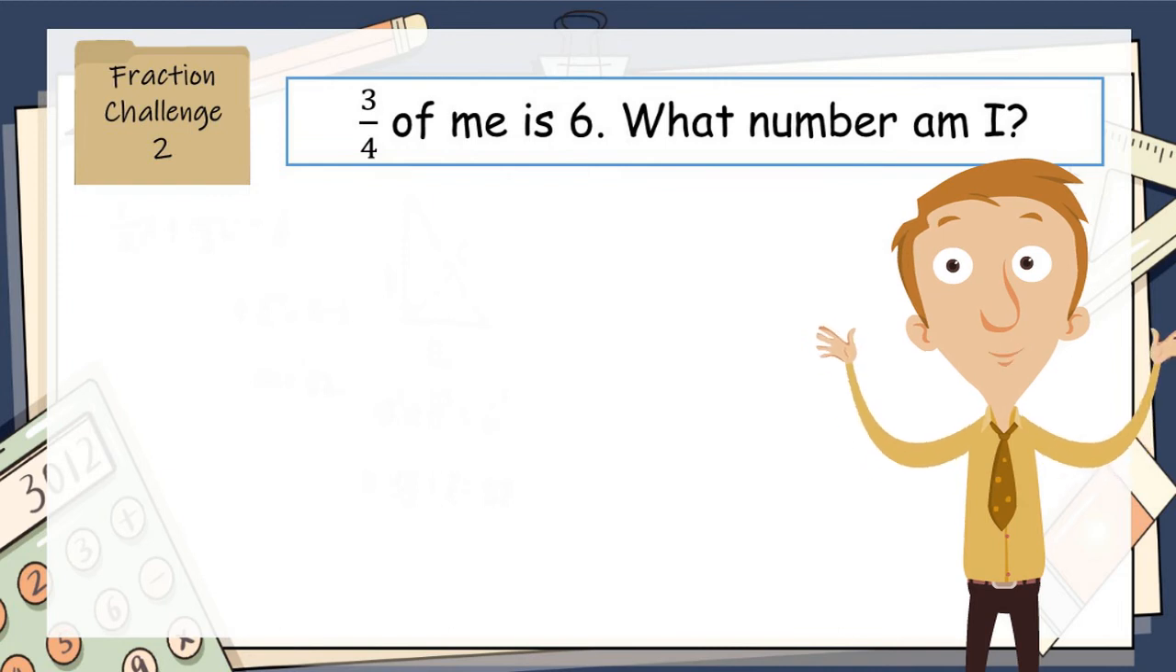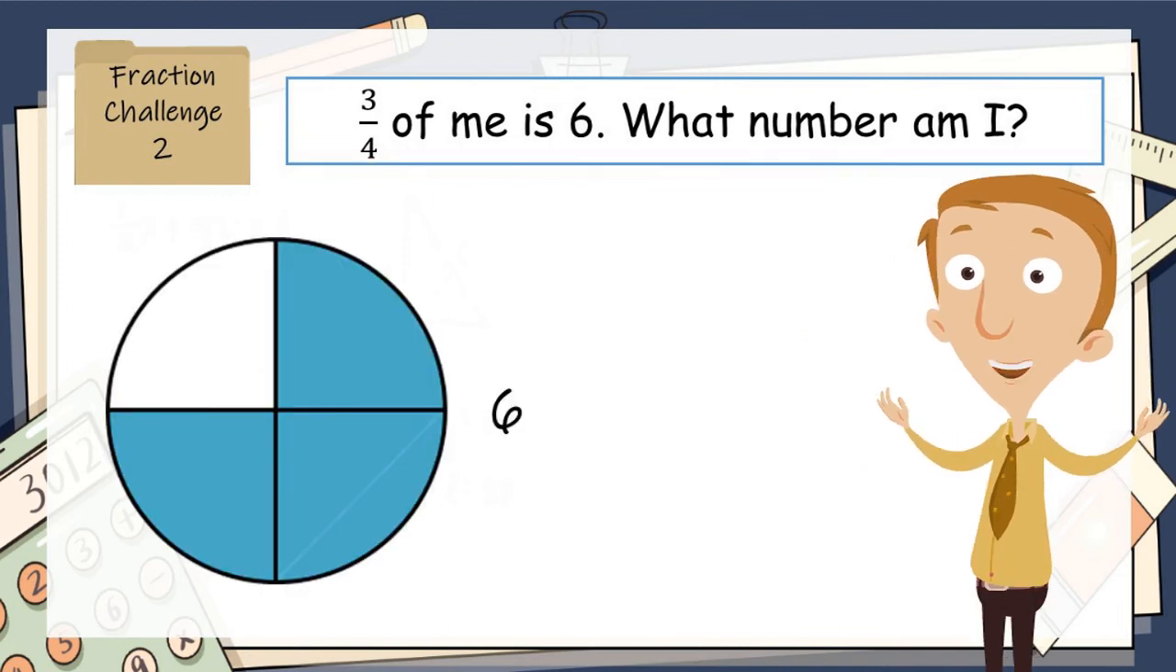So we know that we are talking about quarters, so I'm going to draw a picture that shows quarters. And this time, 3/4 is equal to 6. If 3/4 is equal to 6, how much would one of those 3 pieces be equal to? Can you pause the video and see if you can figure that out?